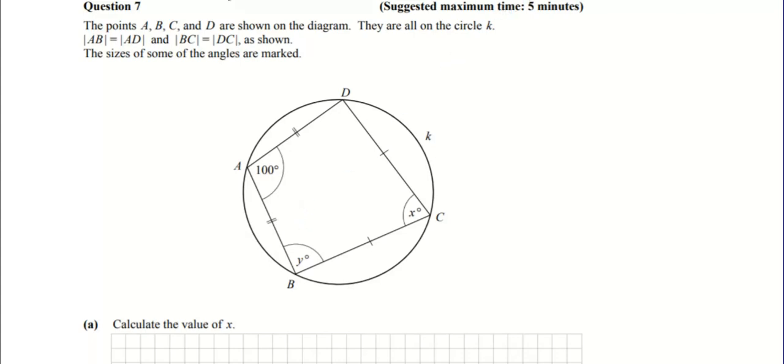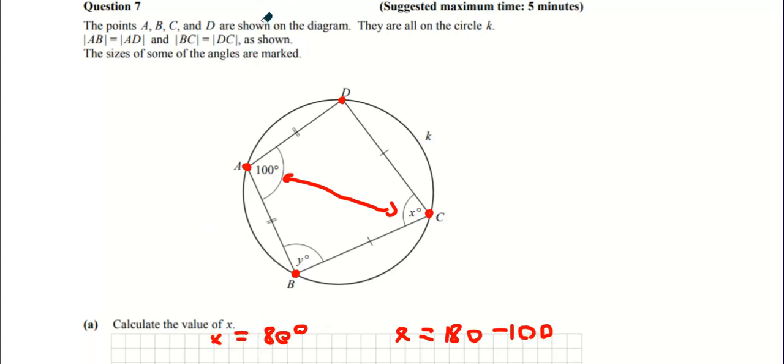This is known as a cyclic quadrilateral. A cyclic quadrilateral is a four-sided object like a square, rectangle, a parallelogram, or any four-sided object, but all 4 points have to be on a circle. In this case, opposite angles have to add up to 180. So this means x has to equal 80 degrees, because x will equal 180, take away 100, and x therefore has to equal 80 degrees. Okay, we're all good. Now part B.